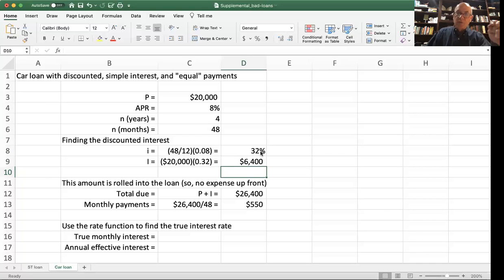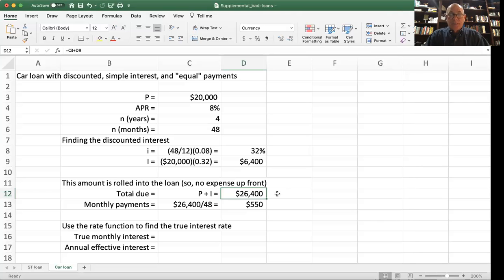Now, what they will do is take that 6,400 as the total interest. Your loan's for 20,000, and with the total interest, that will be $26,400. That's the total due, and they'll say, okay, that's how much you owe us, $26,400. You owe them the interest and you owe them the principal. All well and good. Not good, but you can understand where they got that number.